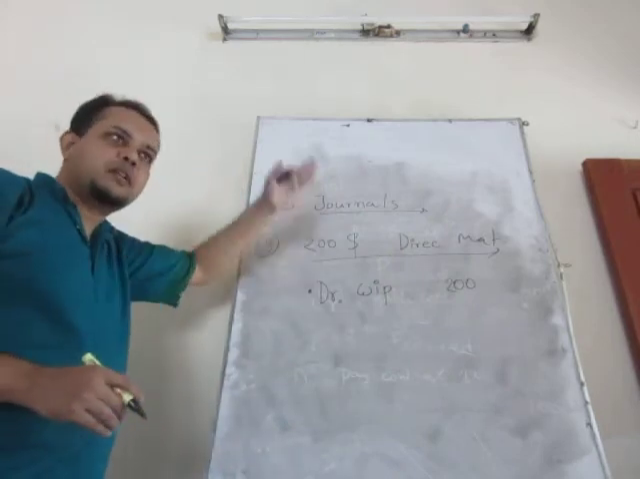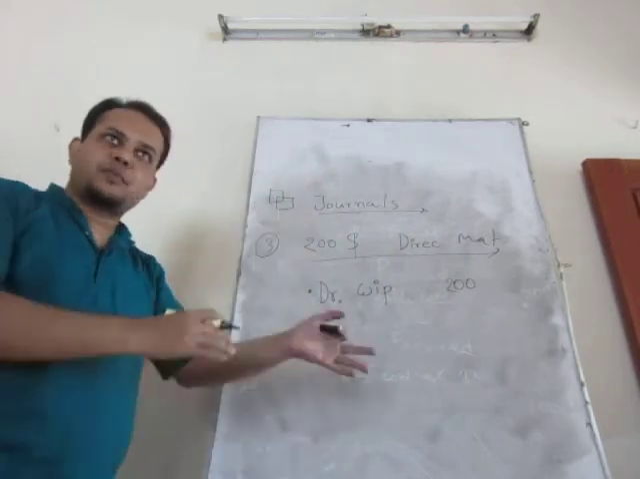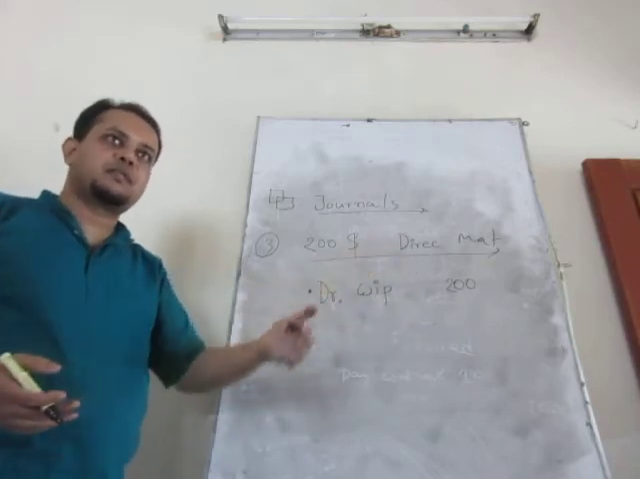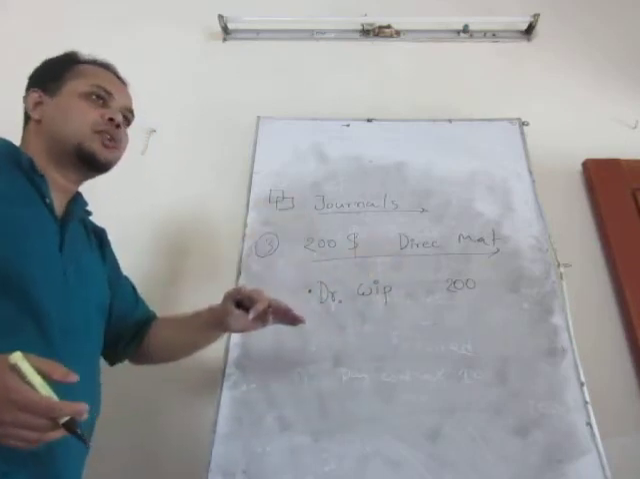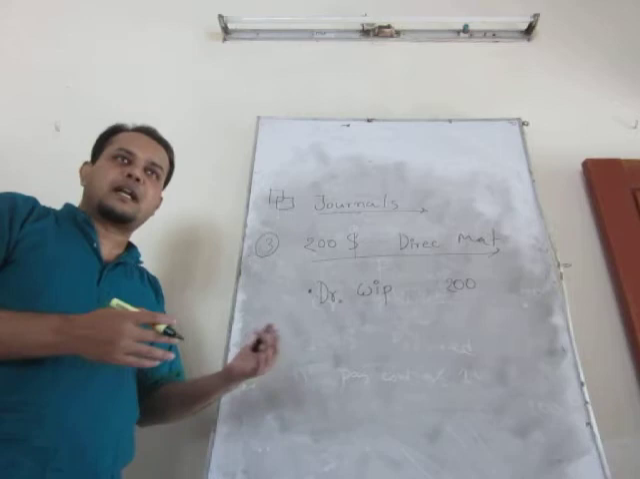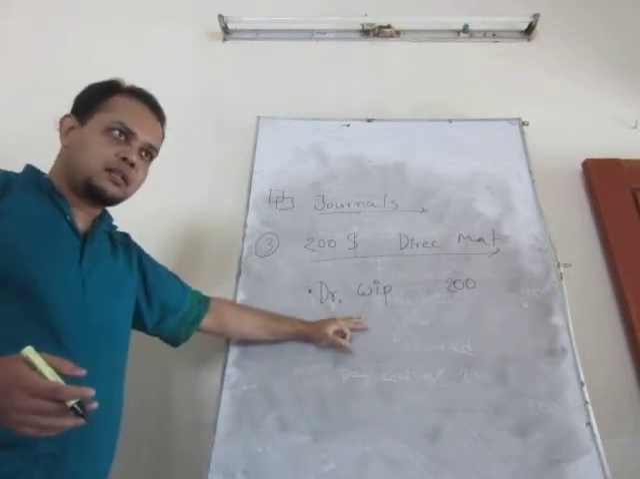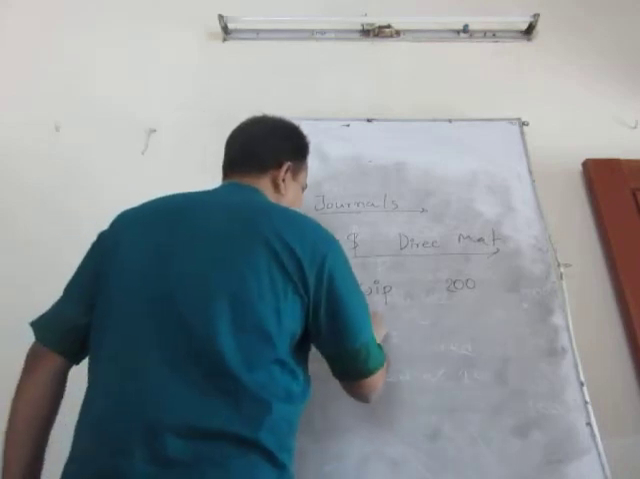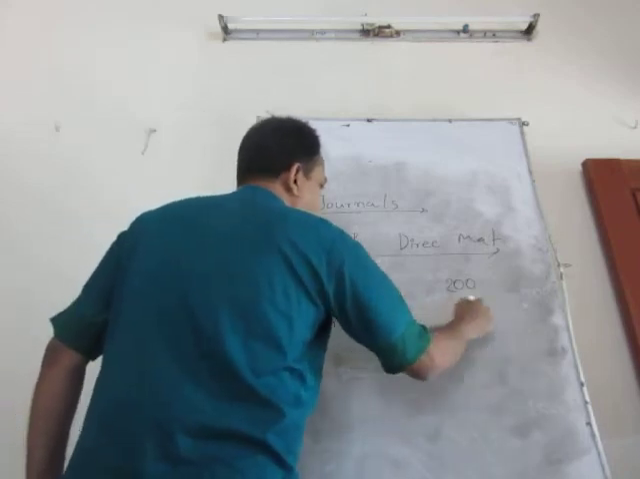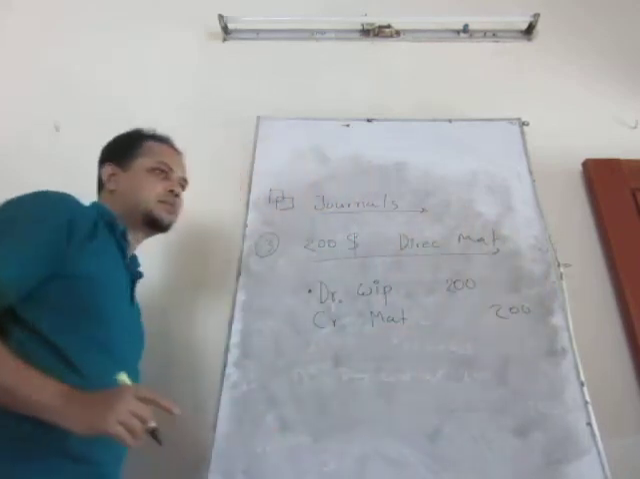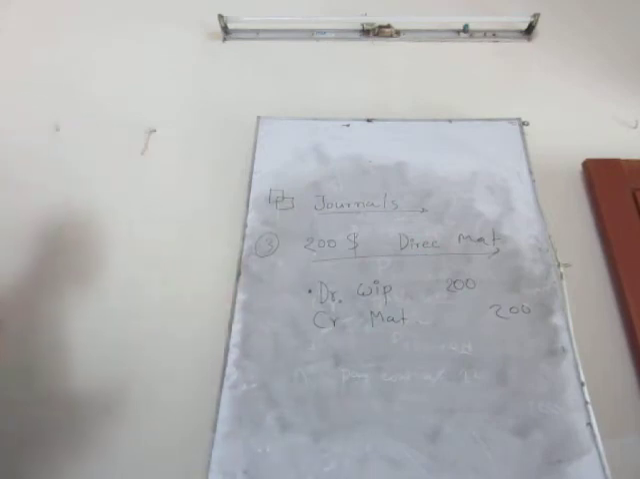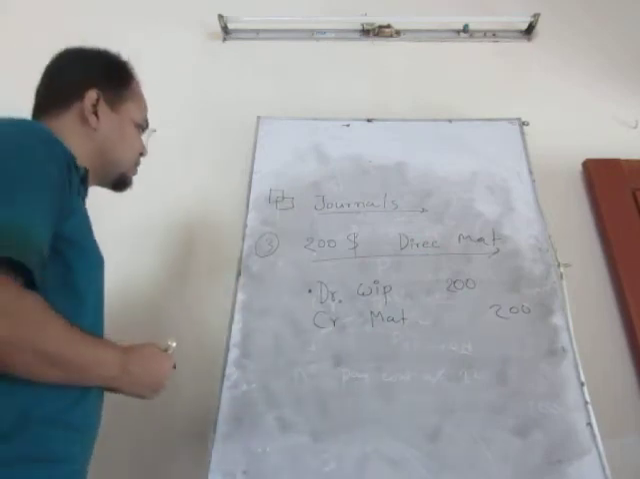This much material is reduced from your stock because you are using it from your stock. So any kind of reduction in a current asset, it's a kind of current asset, will be represented in credit. So credit material. Clear? Now, number 3.